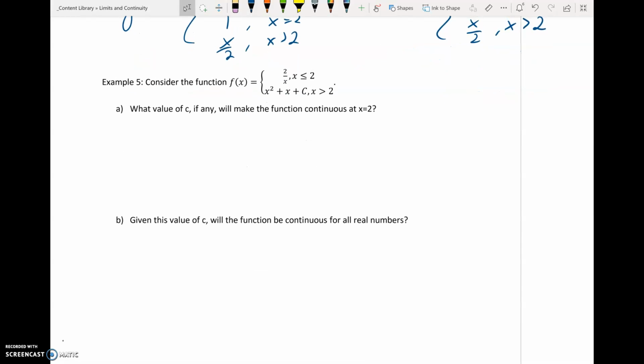Then our last example, example 5, we are given the function, but we're also missing a constant here. And we can solve for that constant if we make the function continuous. Okay, so we're going to satisfy those 3 things. We need the left-hand limit as x approaches 2 from the left to equal the right-hand limit of f of x, which is equal to f of 2. So if this is satisfied, then we know the function is continuous at x equals 2.